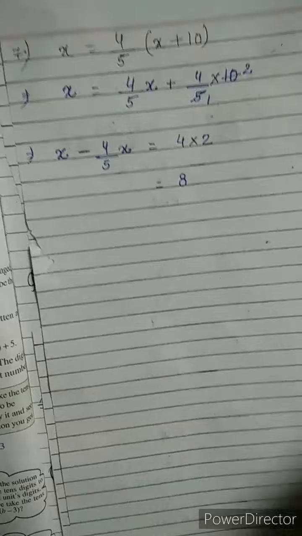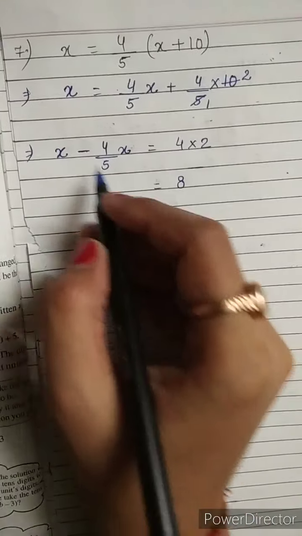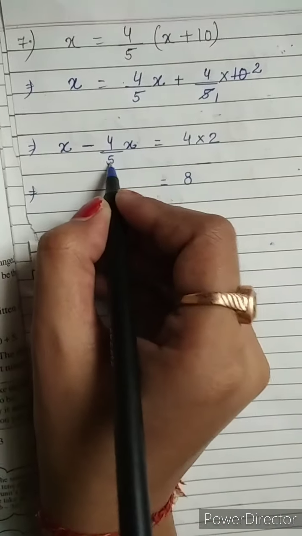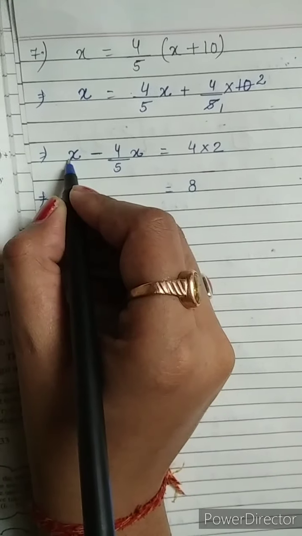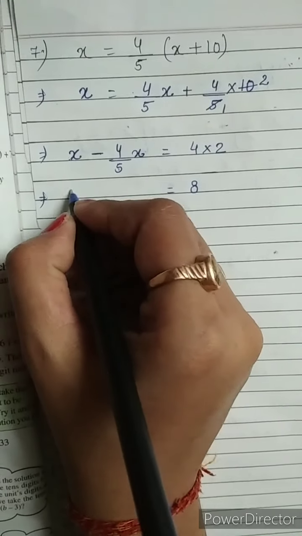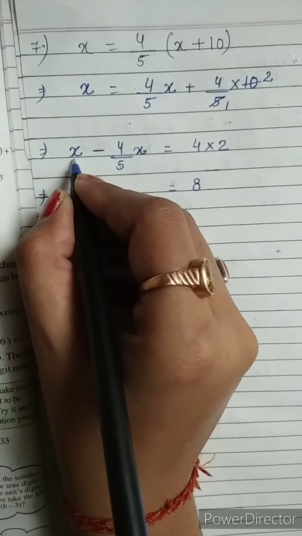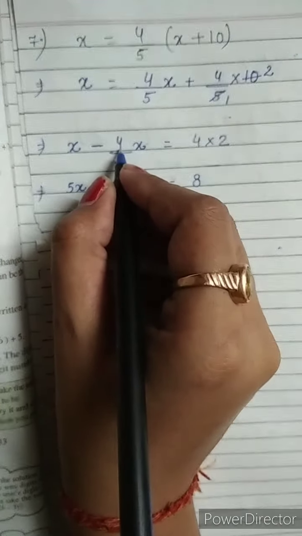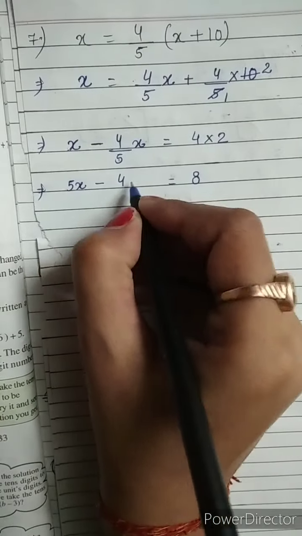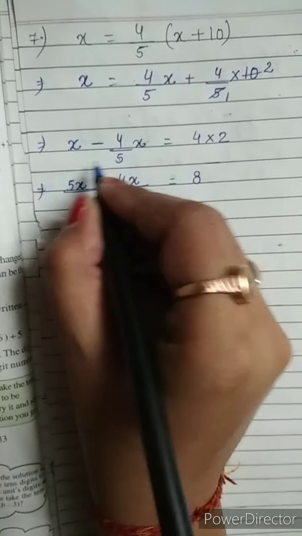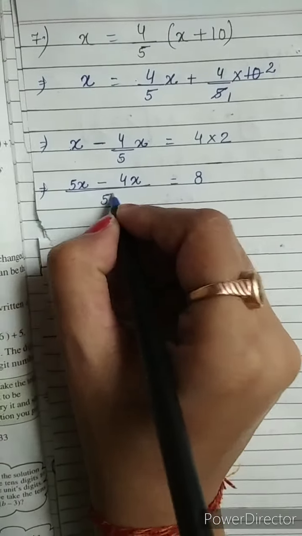Now it's time for cross multiplication. It means 5 will multiply with x from the opposite side, so 5 into x is 5x. Here in the denominator of x we have 1, so 1 into 4 will give us minus 4x, and 5 into 1 will give us 5.